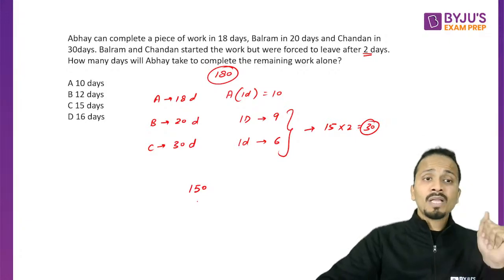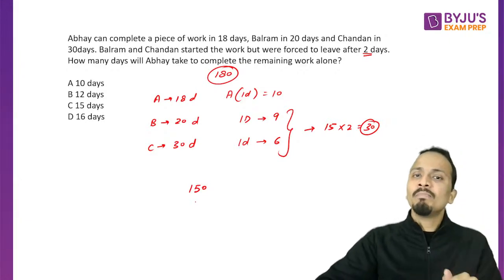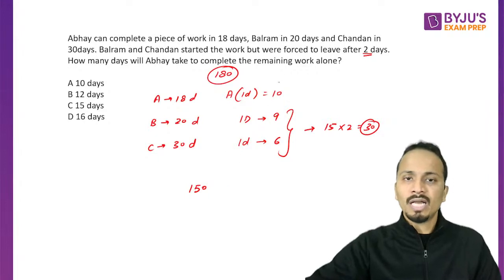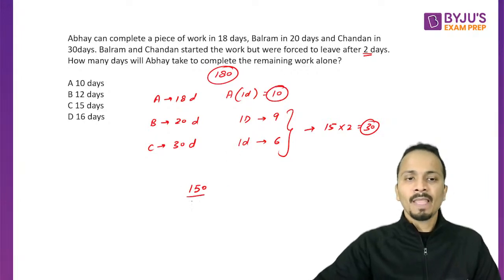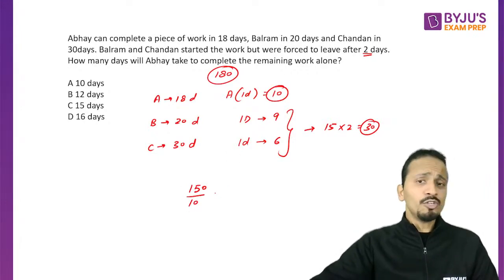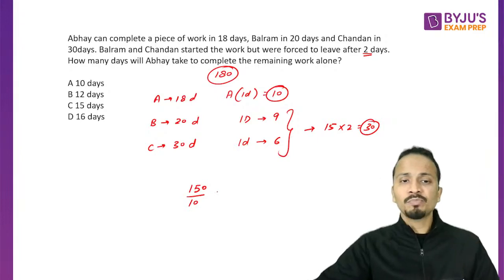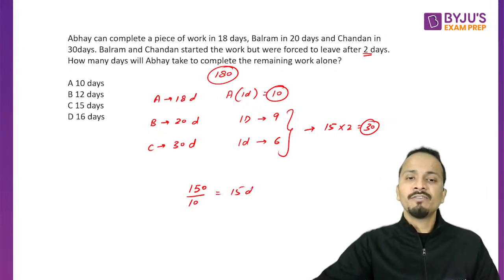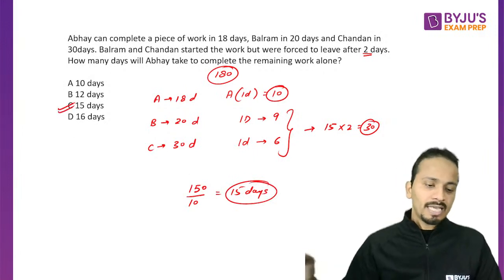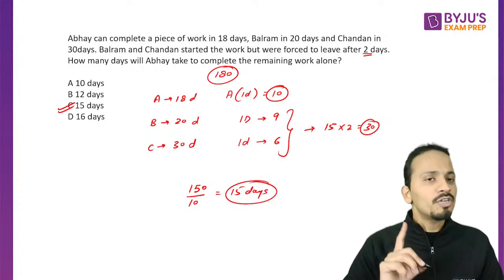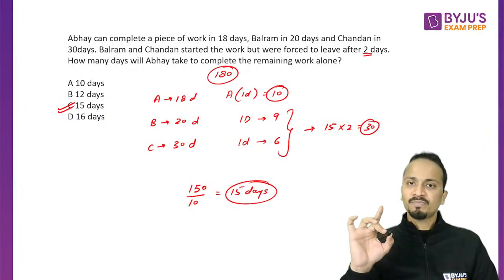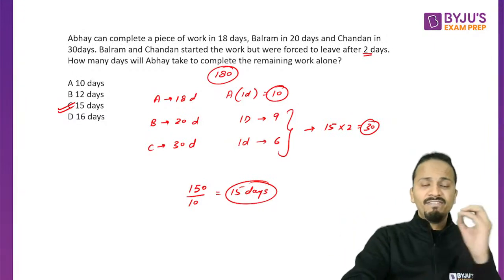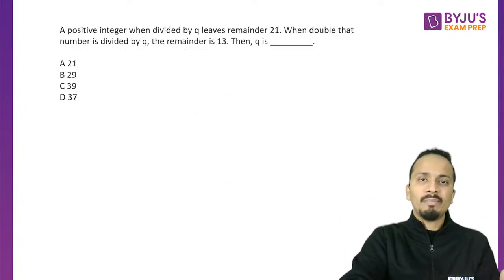Now the question is, how many days will Abhay take to complete the remaining work alone? Abhay's 1 day work is 10. So remaining work of 150 units at a rate of 10 units per day can be finished in 15 days. So Abhay can now finish the remaining piece of work in a total of 15 days. Again, a very easy question on time and work.